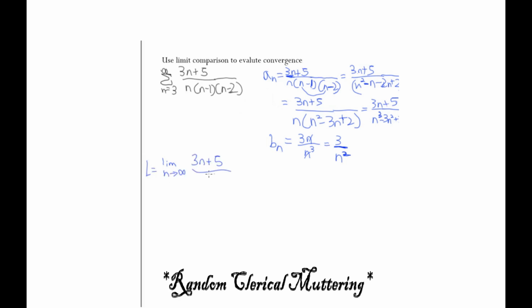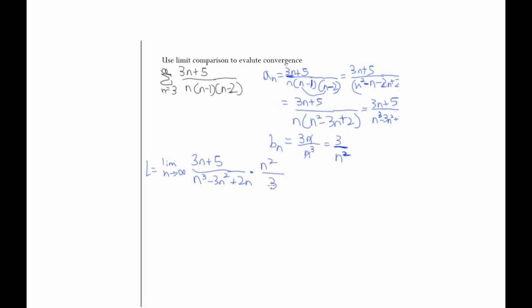So we have (3n + 5) over (n cubed minus 3n squared plus 2n), multiplied by n squared all over 3, because a of n over b of n. So I flip the fraction and multiply all this out. Well, when we plug infinity in, it's clearly infinity over infinity. So now we need to take L'Hopital's and find the derivative of the top and the bottom separately.